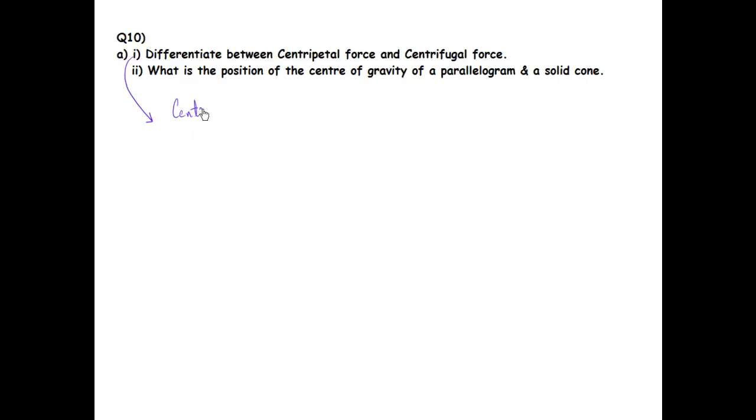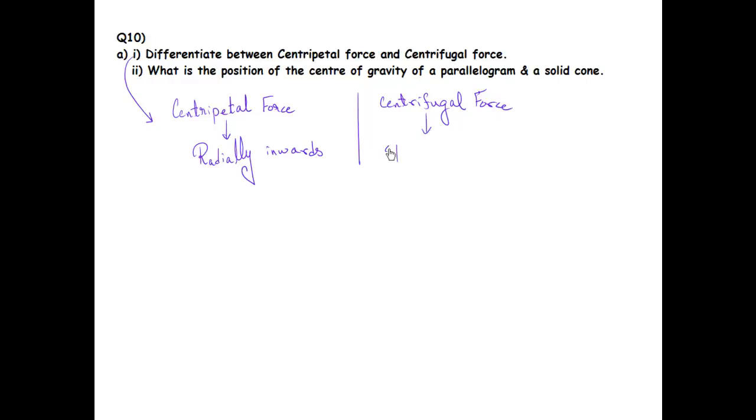Now, centripetal force is always radially inward. That means it is along the radius of the circle which the object is tracing. So it is along the radius towards the center of the circle. Whereas the centrifugal force is radially outward. That means it is along the radius away from the center of the circle.